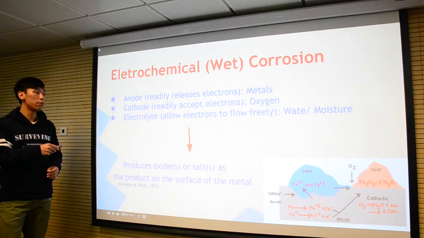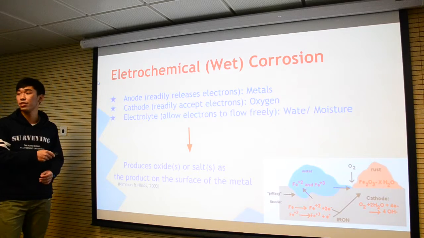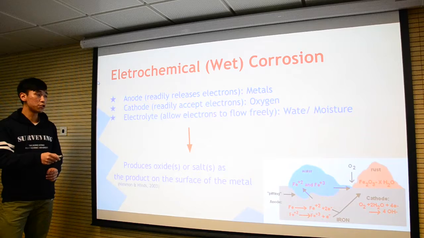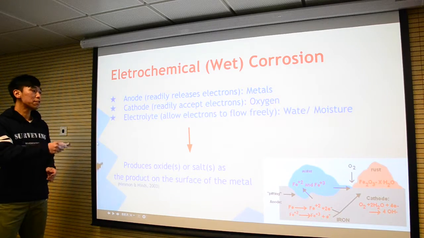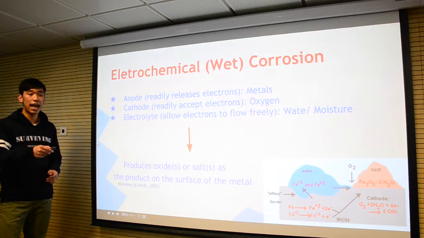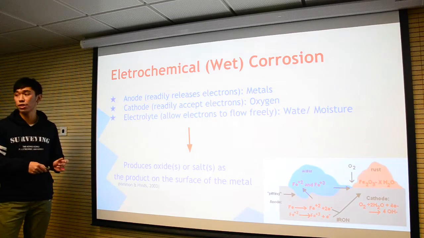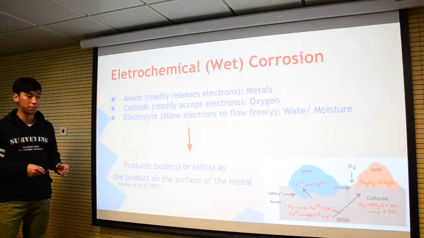And the cathode readily accepts electrons, which is usually the oxygen. And finally is the electrolyte, which allows the electrons to flow freely, which is usually the water or the moisture in the air. After these three elements interact with each other, it will produce the oxide or the salt of the metals, and the products will form on the surface of it.